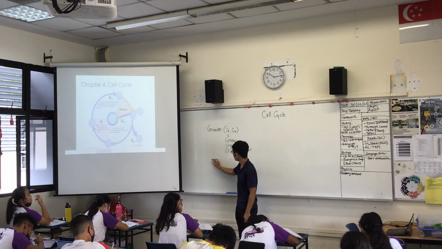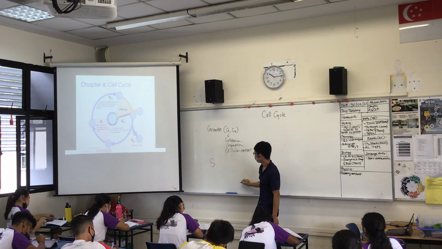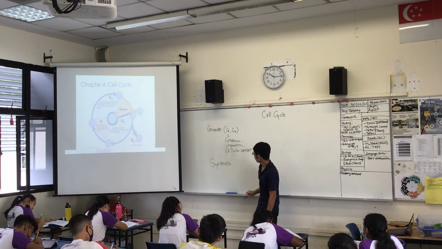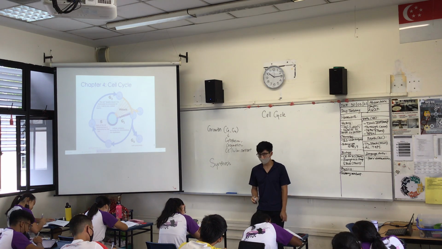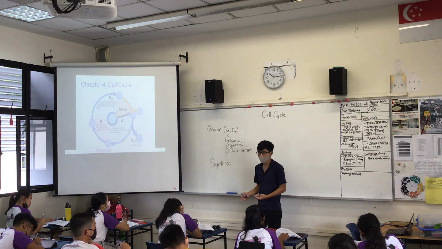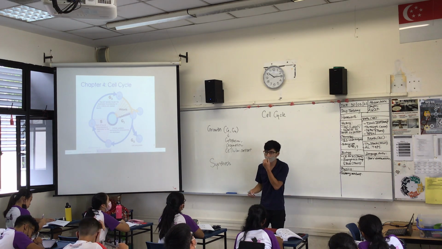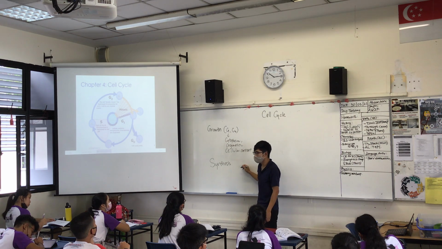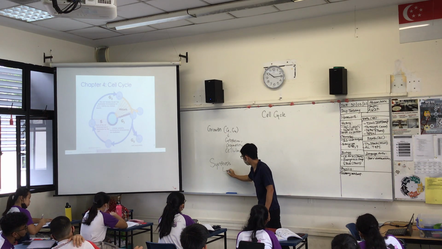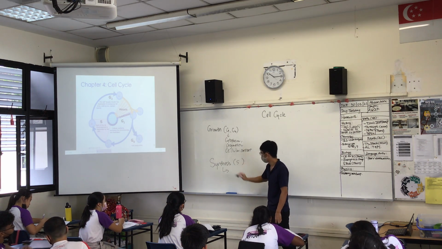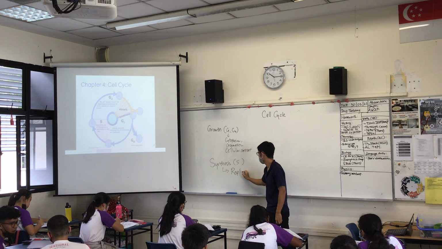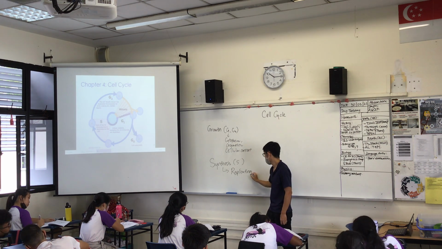And then you see there's one phase called S phase. This phase stands for synthesis. What does the cell do during the synthesis phase? Well, apart from growing bigger and increasing in cellular contents, the cell also needs to increase the amount of DNA. So in the S phase, the cell spends its time replicating its DNA.